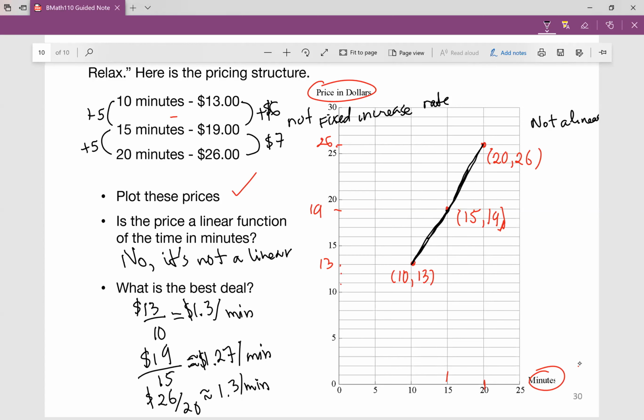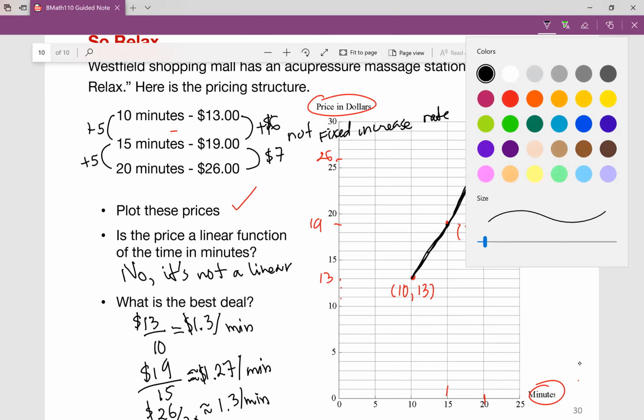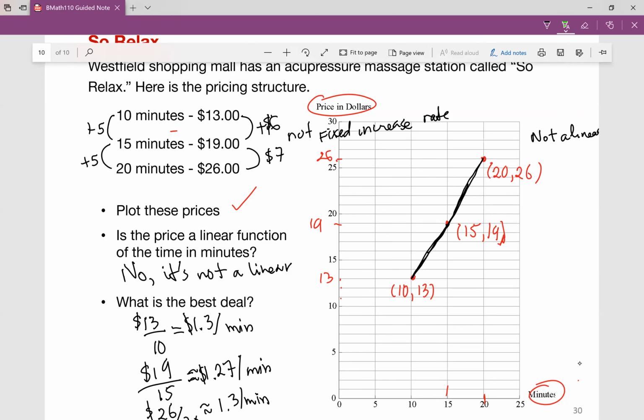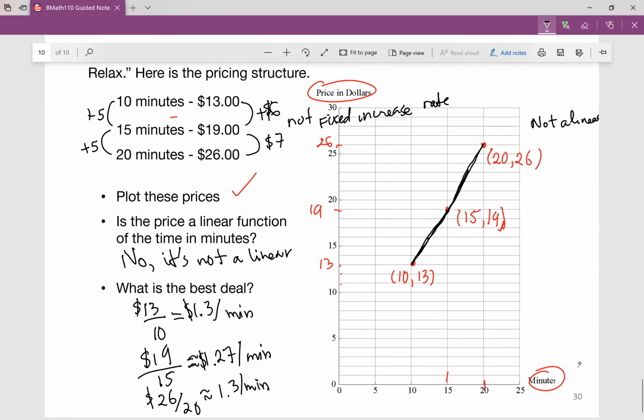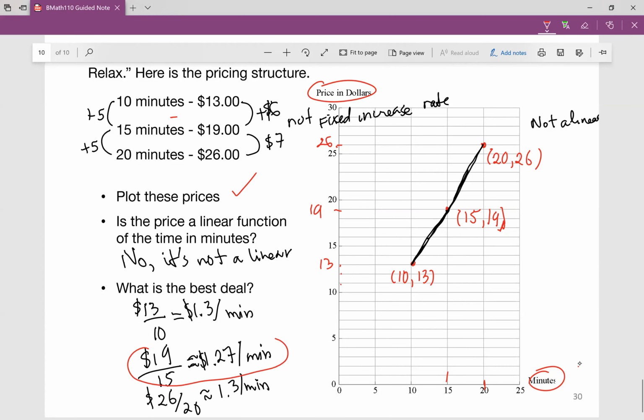Okay, so you see that the best one should be, with my pen, this guy. The best price, the best deal should be this. Okay.